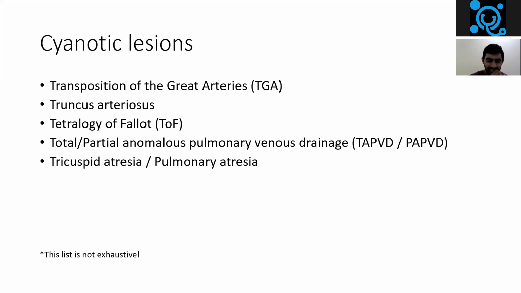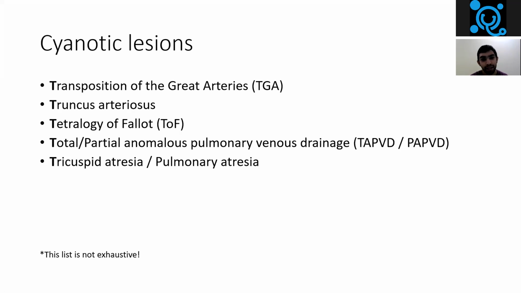Now, cyanotic lesions. There are a lot of cyanotic lesions. If it is of any help to any of you, a lot of them begin with T. Okay. So, as I said, it would be really helpful if you are able to summarize each of these with just one sentence. Yeah. And that in turn should allow you to work out eventually whether it's a cyanotic or acyanotic lesion, just going from first principles. Yeah, so we'll cover tetralogy a little bit later, but we've spoken about TGA and truncus arteriosus.